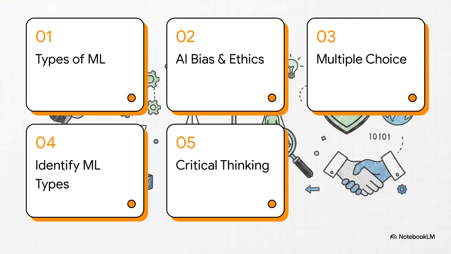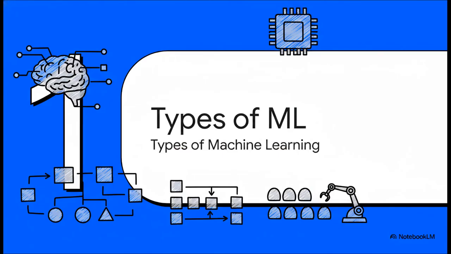Okay, here's the game plan for today. We're covering 1. Types of machine learning, 2. AI bias, 3. Multiple choice practice, 4. Identifying ML types, and finally, 5. Critical thinking. And just so you know exactly what to expect, your upcoming exam is going to consist of exactly 6 multiple choice questions, 4 machine learning type identification questions, and 2 critical thinking questions. And the good news? We're practicing all of them today. All right, let's kick things off with Section 1, Types of Machine Learning.